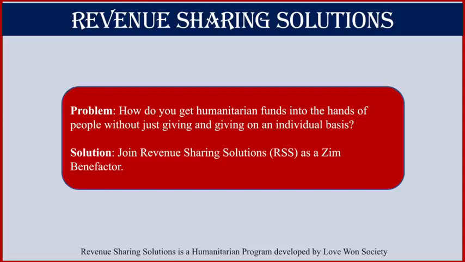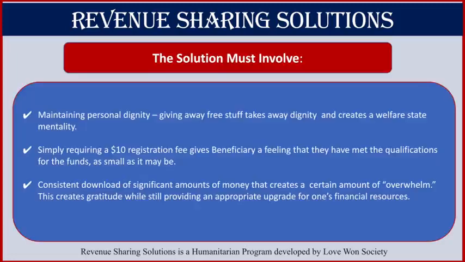Okay, there are some problems in getting money out that we've tried to solve. How do you get humanitarian funds into the hands of people without just giving and giving on an individual basis? The solution would be to join revenue sharing solutions as a Zim benefactor. The problem we saw in getting money out to people was maintaining personal dignity. Giving away free stuff takes away dignity and creates a welfare state mentality, I should say.